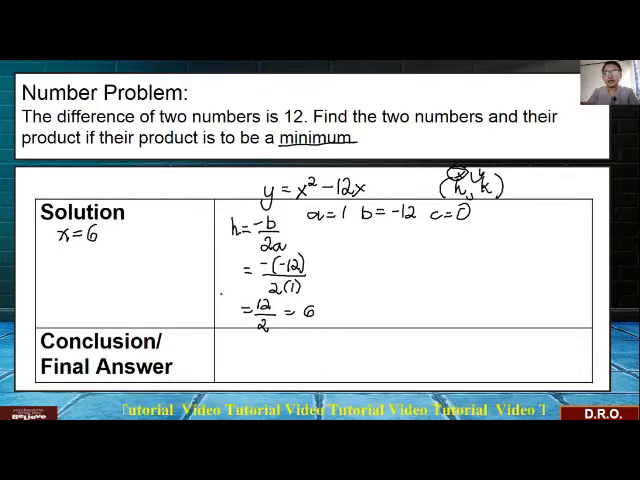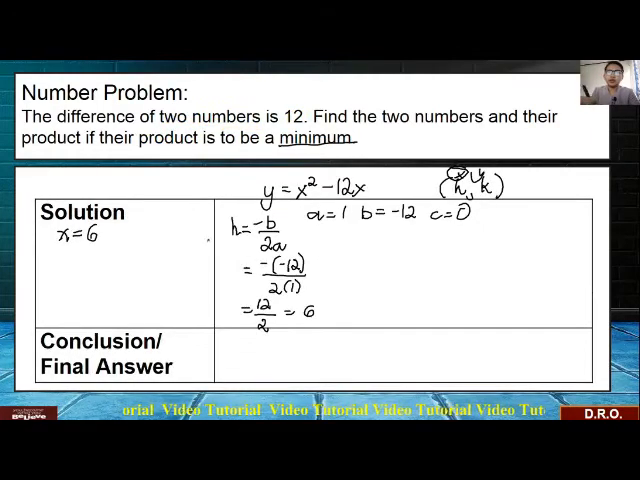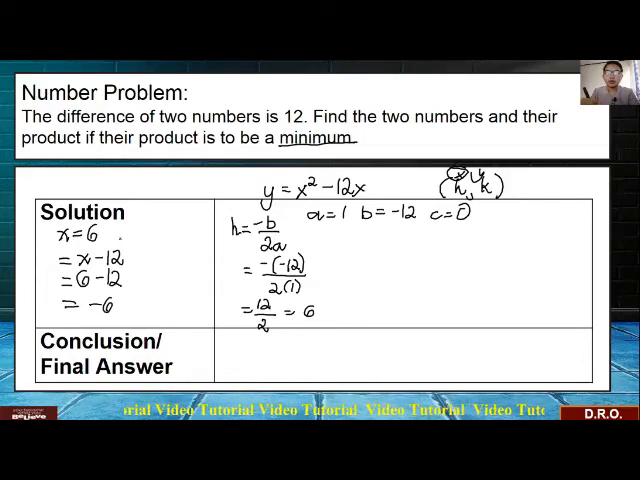In finding the other number, we use its representation. So we have here x minus 12. Therefore, for us to find out the other number, we use x minus 12. We replace x with the obtained value 6. So this will be 6 minus 12, and 6 minus 12 is negative 6. So the other number is negative 6.